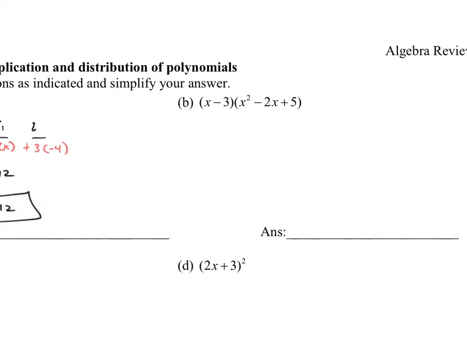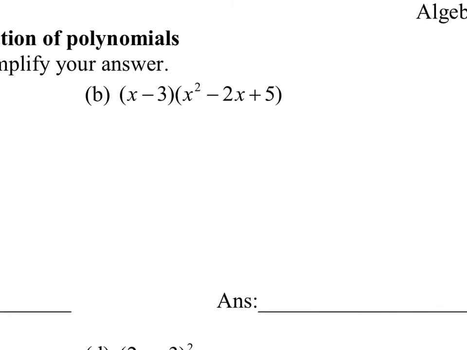Remember, if you're going to distribute on example B, we have x minus 3 times x squared minus 2x plus 5. If we have to distribute more than two terms, we can't call it FOIL, but that's essentially what we're doing. We're just going to take this x and multiply it times every term. Then we're going to take the negative 3 and multiply it times every term. So let's think about this as the first one. If I did x times x squared, I'd have x cubed. Now I need to do the x times the minus 2x, so that would be minus 2x squared. We do the x times the 5, which would be the plus 5x.